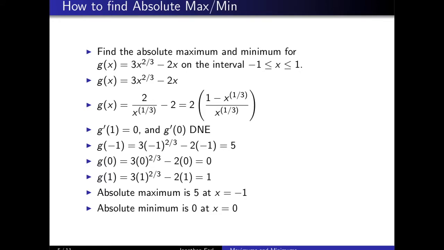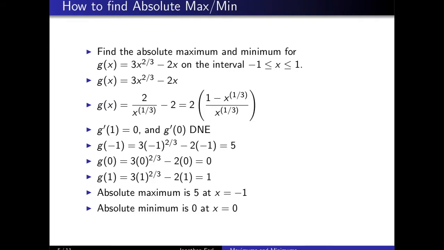And then the derivative won't exist at 0, but the function is defined at 0. So we do indeed need to consider what's going on at 0. Okay, so we have our critical point of 0 and our endpoints minus 1 and 1. When we put those values back in the original function, we get that the biggest value is 5, occurring at x equals minus 1. The smallest value is 0, occurring at x equals 0.